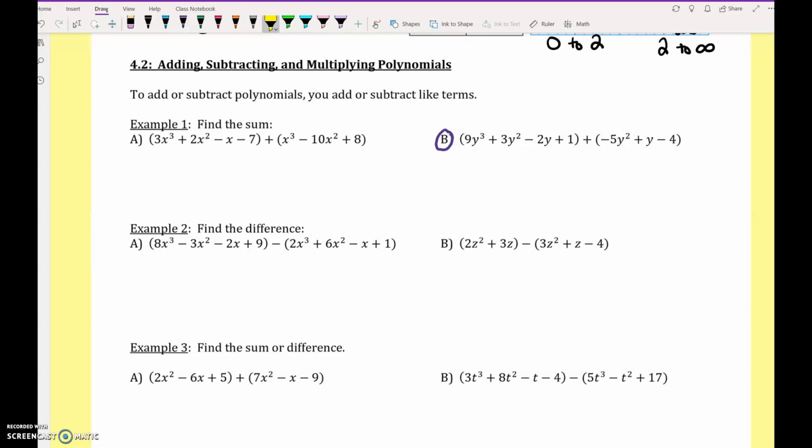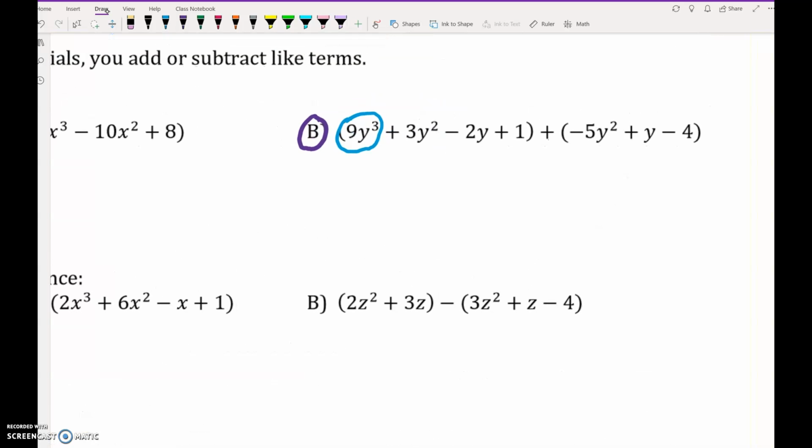The parentheses are really just saying, here's a polynomial, and here's another polynomial, and we are going to add those two polynomials together. If it's addition in between the polynomials, the parentheses really don't matter at all. This is just combining like terms. So, 9y to the third. Are there any other y to the thirds in there? No. So we write down 9y to the third.